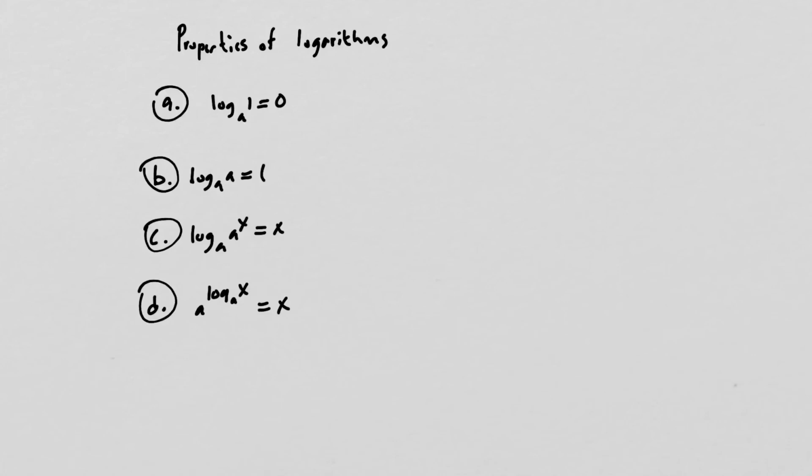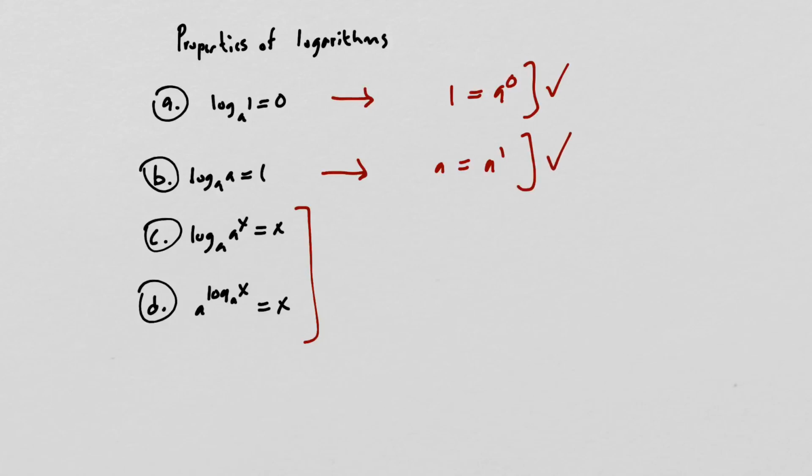So we saw the proof for part C and part D. Let's go ahead and look at the proof for part A and part B. Writing part A as an exponential, this is going to be 1 is equal to a to the 0. So this is true for exponentials, which is why it's true for logarithms. Again, using the definition of a logarithm and rewriting it as an exponential, we get that this is going to be a is equal to a to the first, and this is why it's true for logarithmic functions.